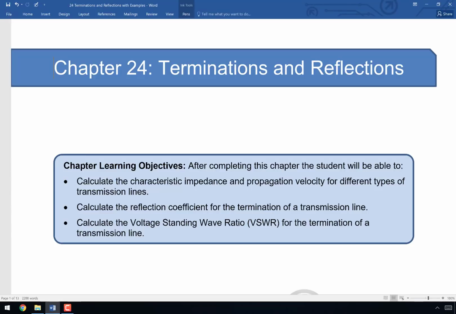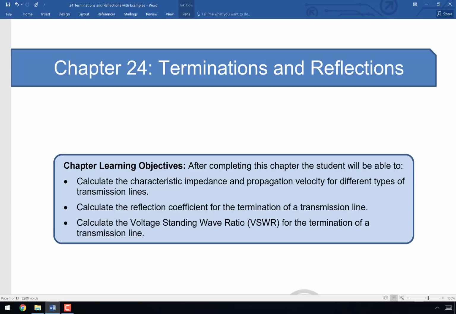Today we're going to be talking about what happens when a transmission line has something attached to the end of it. After all, if we don't attach anything to the transmission line, then what's the point of it? So we need to understand what's going to be the impact of having something connected to the end of it. And the answer is it can be pretty complicated.